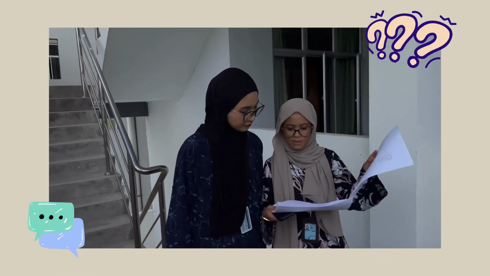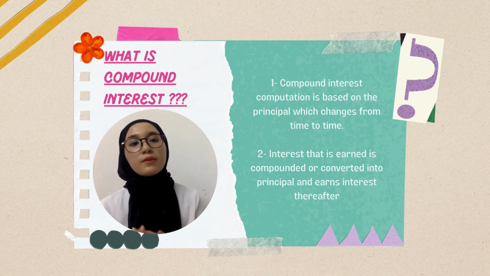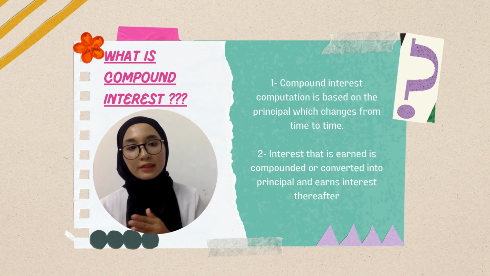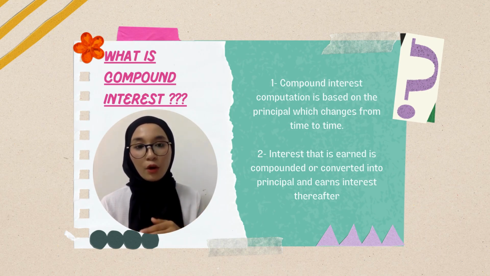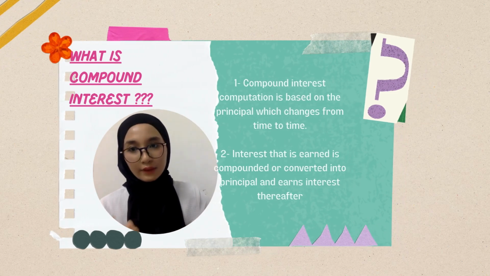Aufa, can you explain to me what is compound interest? Yes, sure. Let me explain to you. Compound interest is computation based on the principal which changes from time to time. Compound interest is also interest that is earned, is compounded or converted into principal and earns interest thereafter.